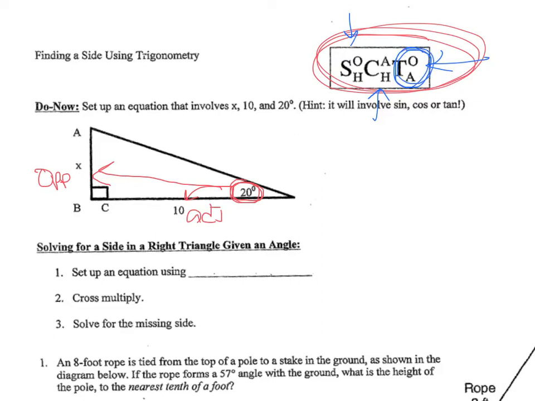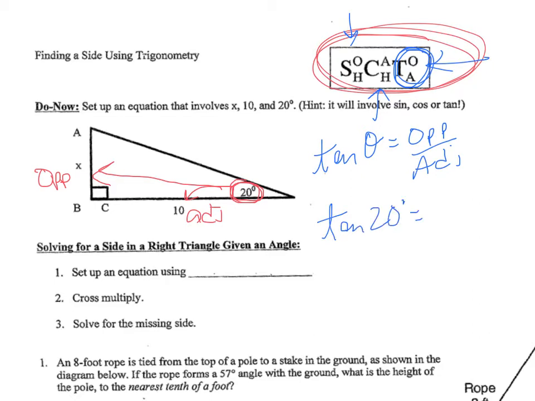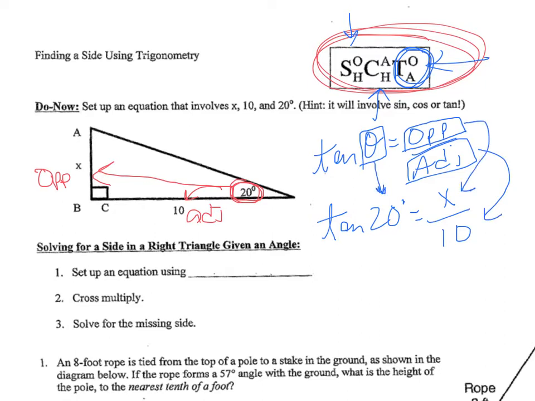So you want to choose the tangent function, and I'm going to write tangent of theta equals opposite over adjacent. I'm going to replace that theta with 20 degrees, equals the opposite, which is x, over the adjacent, which is 10. Notice that everything is just falling into place. I replace the theta with the 20 degrees, the opposite with the x, and the adjacent with the 10. It's very important that you realize that we're always taking sine, cosine, or tangent of an angle measure.